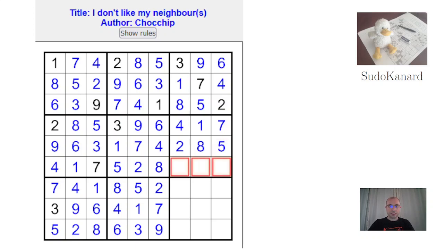Here we need 3, 6, and 9. This can't be 3, this can't be 9 because of 8. 9 can't be here for several reasons. So that's a 3, that's a 9. Here we also need 3, 6, and 9. So that's the 9, that's the 6, that's the 3.